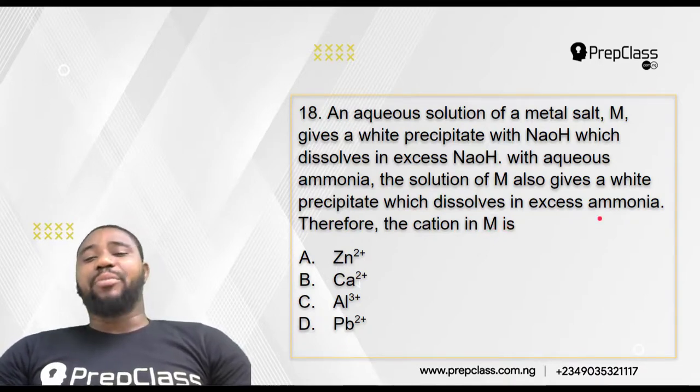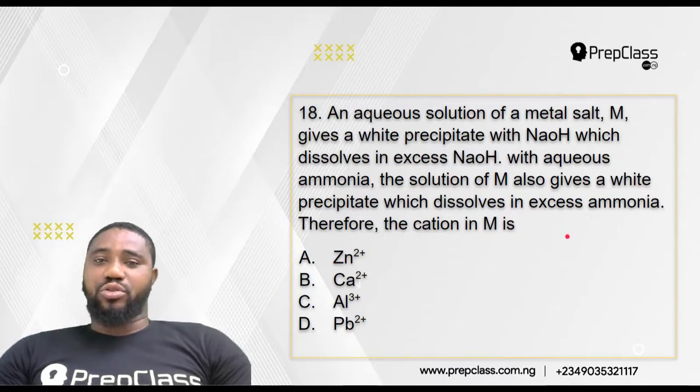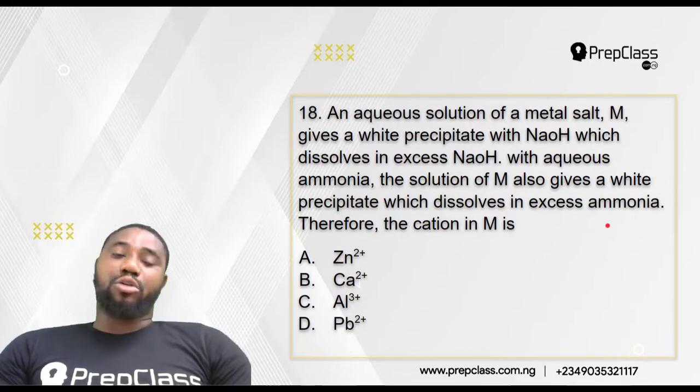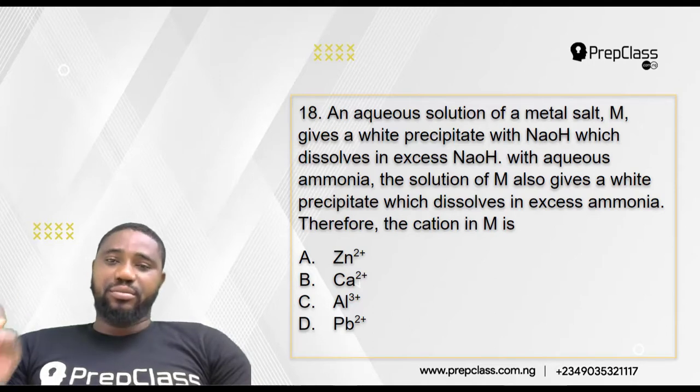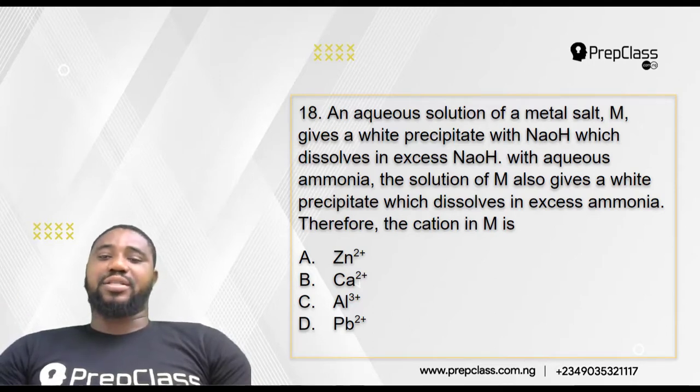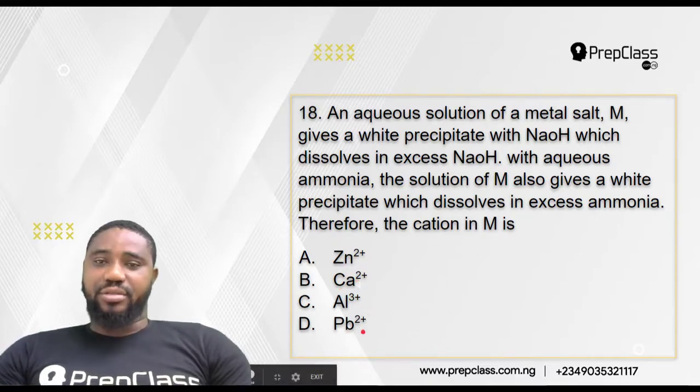They now tried it again with ammonia. They added ammonia to the salt. A small quantity of ammonia formed a white precipitate. They now increase the volume of ammonia, pour plenty of ammonia. The white precipitate dissolved. That tells you that this cation is soluble in excess ammonia and soluble in excess NaOH. So they're asking us which of them is that particular ion. Is it zinc ion? Is it aluminium ion? Is it lead ion? So which of them is soluble in excess NaOH?